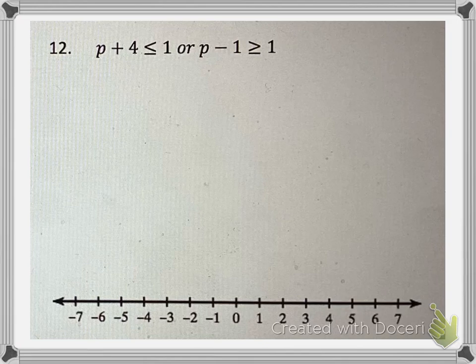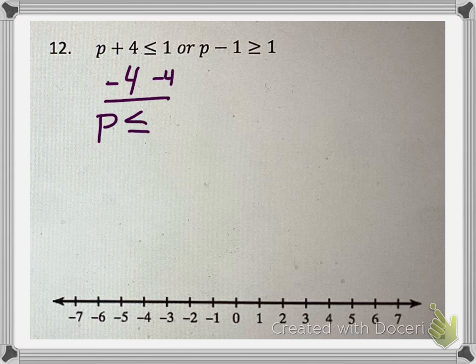All right. Oh, we got an or statement. That means they're going to go away from each other like the oars in a boat. So I'm going to solve just this one right here. I'm going to subtract 4 from both sides. That's going to give me p is less than or equal to -3. Okay, and I can graph that. So I can go -3. Color it in because it's equal to as well. And it's less than, so it's going to go this way.